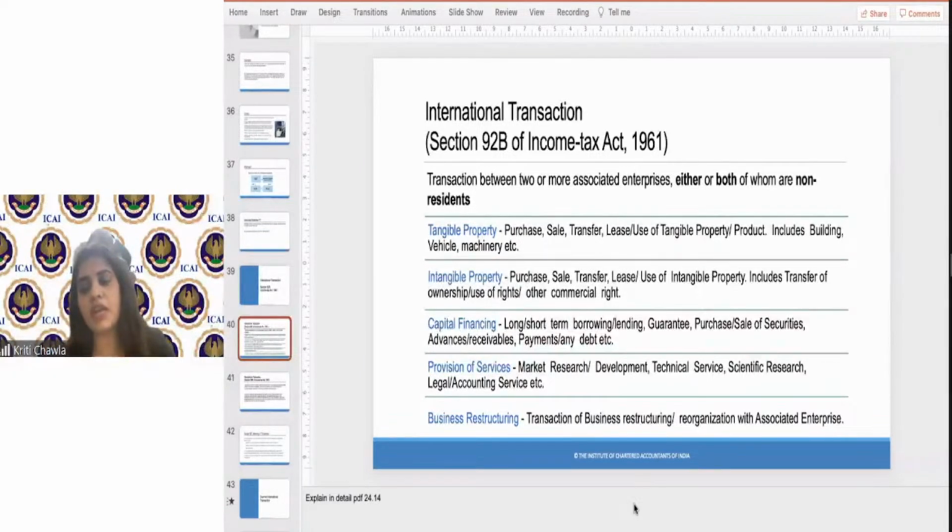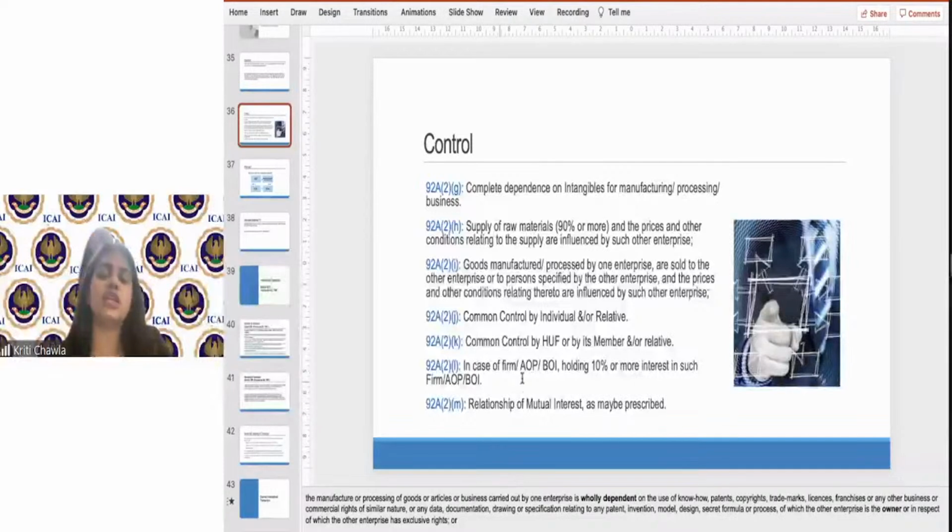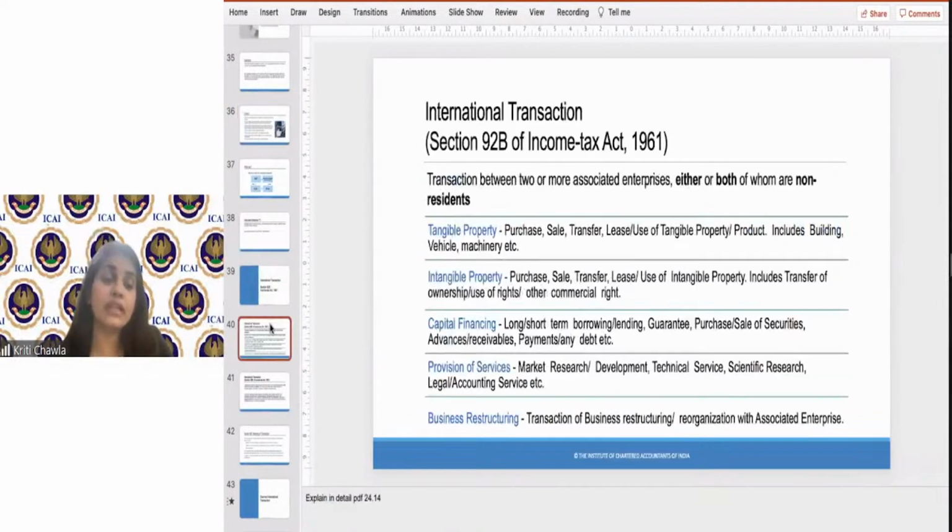I have a question on the chat box which says 92B seems to be a repeat of 92A(2). Well, it is not a repeat because section 92A(2) basically says when these two enterprises become related to each other. But 92B defines what are the kinds of transaction. So, in 92A, they say that yes, this enterprise and this enterprise will become associated to each other. But 92B says what are the kinds of transaction that will happen.